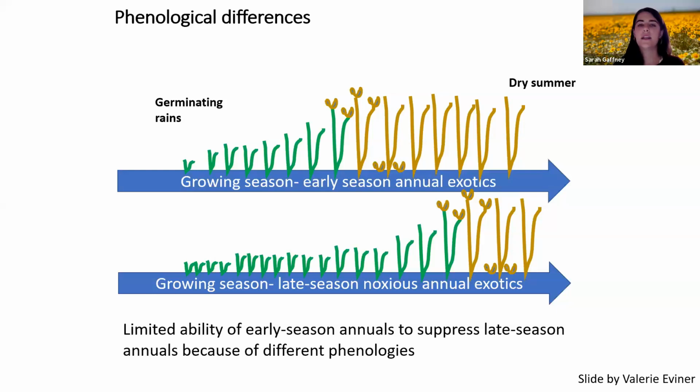That's pretty much once the rains have ended and the early season exotics have died, but there's still remaining soil moisture. The noxious weeds can then take all of that up, and so that's why they're green and growing later on in the summer. Because of this difference in timing, the naturalized exotics, the group that is dominating our grasslands, are susceptible to invasion by our noxious weeds. They have a very limited ability to suppress these noxious weeds because of this difference in bloom time.